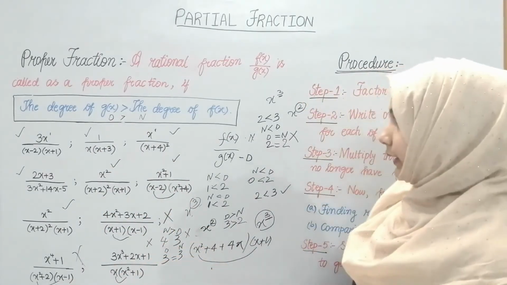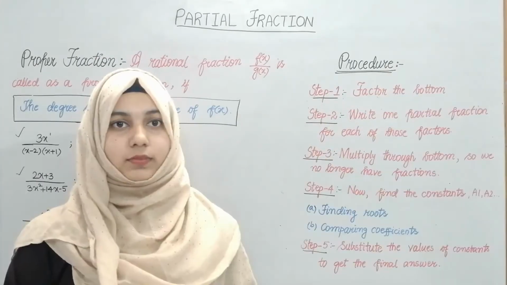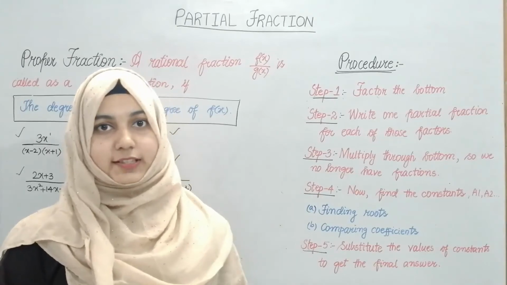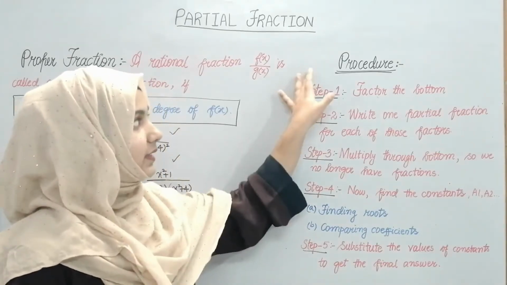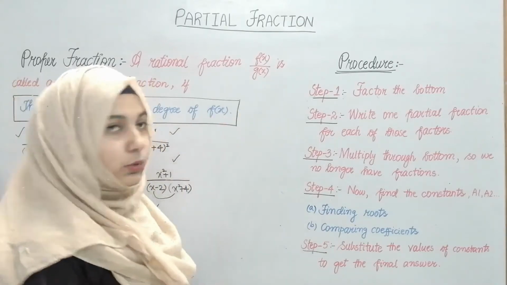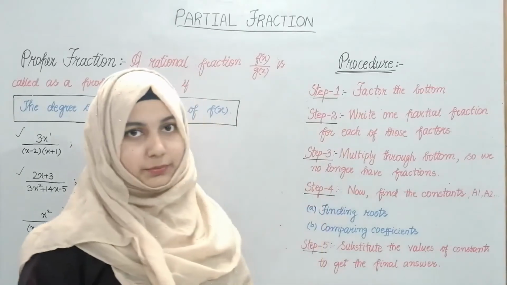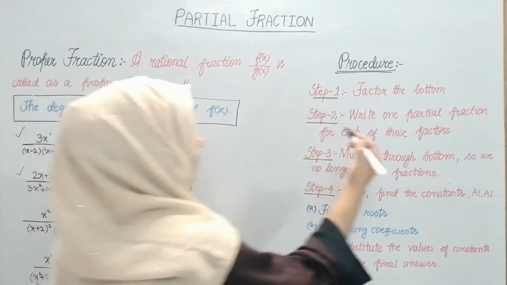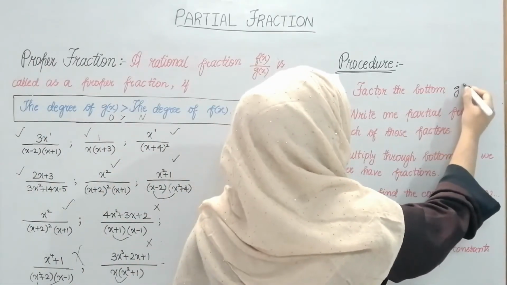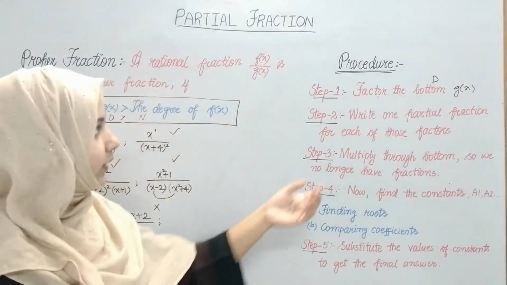Okay, now proper fraction is done. Let me just erase this all. So now proper fraction is done, right? Let's have a look at the procedure of how we are solving these problems. The steps that we are going to follow. Step 1, factor the bottom. Bottom means nothing but g of x, the denominator.